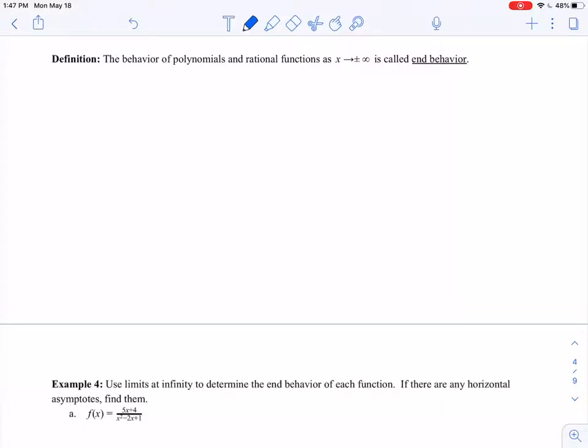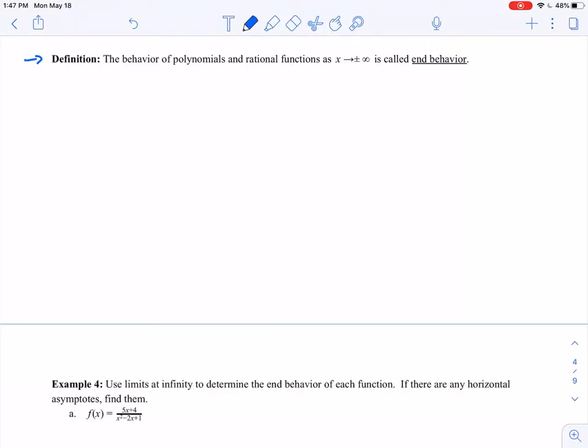So we've talked about limits at infinity for polynomials. Now we're going to talk about how to look at limits at infinity for rational functions. Real quick before we jump into that though, one definition here says the behavior of limits of polynomials and rational functions as x approaches positive or negative infinity is called the end behavior.